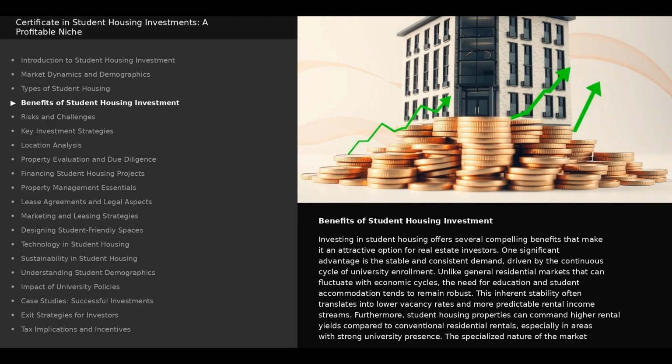Unlike general residential markets that can fluctuate with economic cycles, the need for education and student accommodation tends to remain robust. This inherent stability often translates into lower vacancy rates and more predictable rental income streams. Furthermore, student housing properties can command higher rental yields compared to conventional residential rentals, especially in areas with strong university presence. The specialized nature of the market allows for premium pricing for well-located and amenity-rich properties.